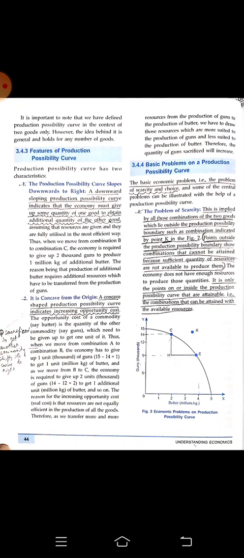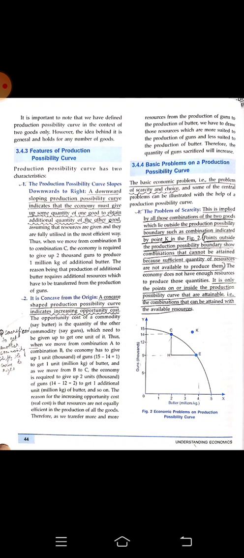Then we are going to derive this production possibility curve with one more assumption, that resources are not equally efficient in the production of all goods. This implies that as resources are transferred from one use to another, there is a decrease in their efficiency, resulting in an increase in the cost of production. So in order to get some other product, we are sacrificing one unit of this production and then producing another unit of some other commodity.